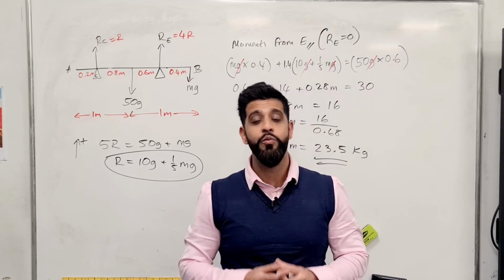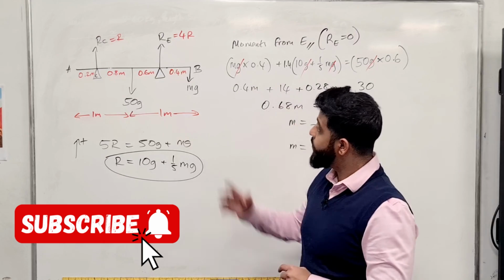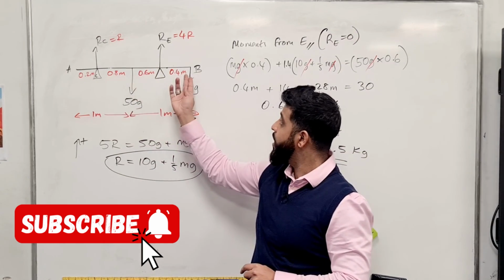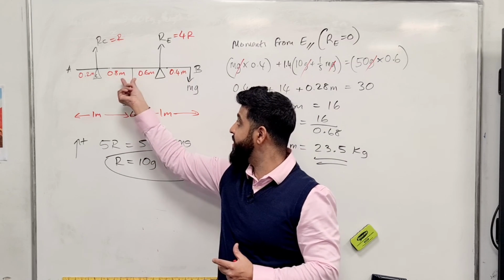In the next lesson, we will be looking at non-uniform rods and tilting. Non-uniform rods is when you have a rod where the weight isn't equally distributed. So therefore, the center of mass wouldn't be right in the middle.